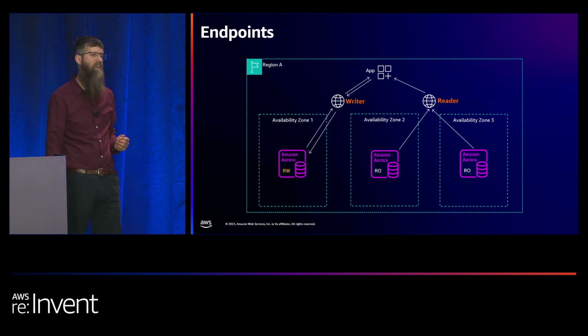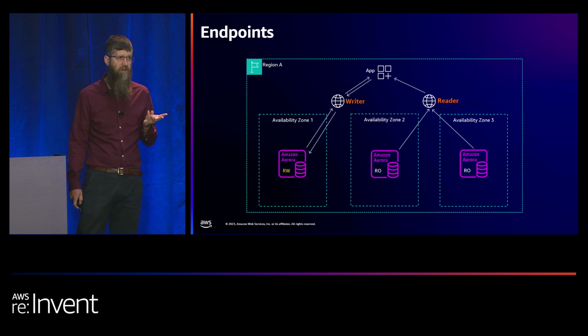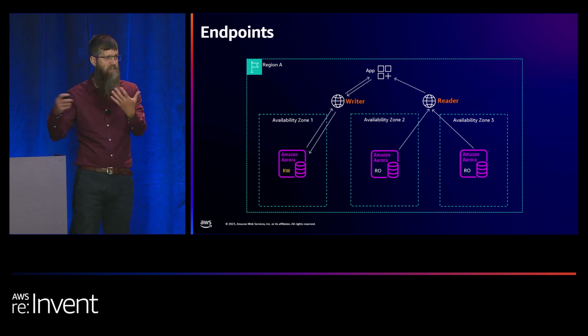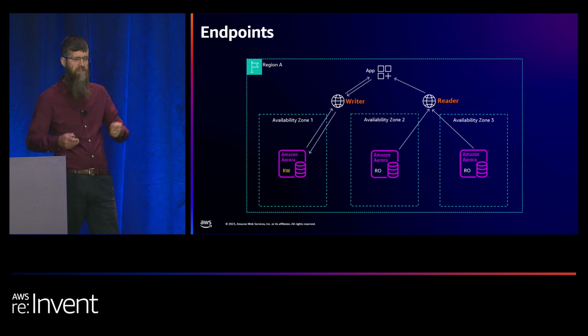So we have this idea of endpoints. We have 2 endpoints by default. We have the writer endpoint, also called a cluster endpoint, and we have a reader endpoint, which represents the set of all of the readers. So these are just 2 DNS names.